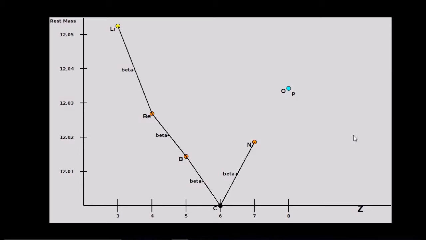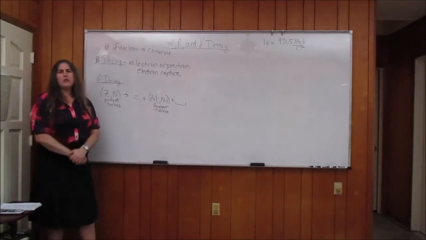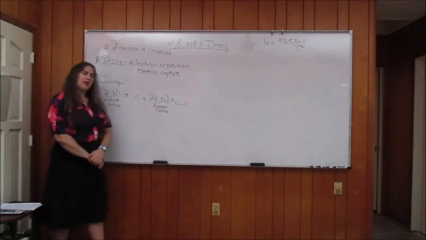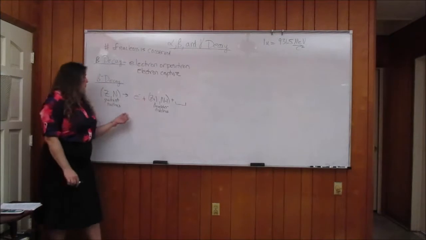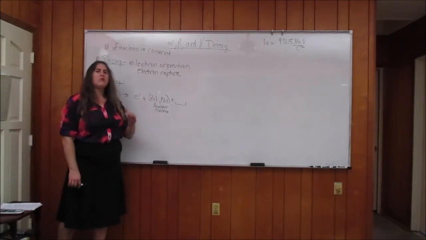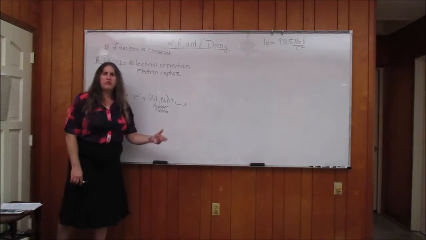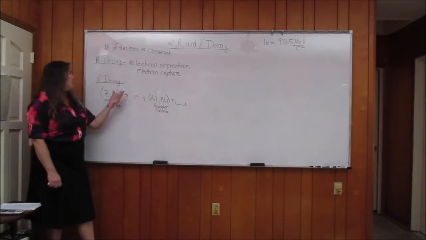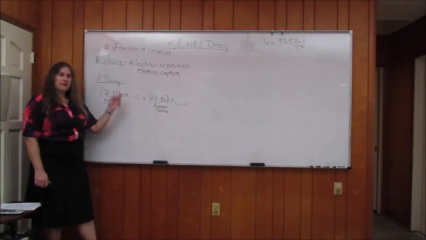Beryllium-12, boron-12, and nitrogen-12 all have half-lives on the order of milliseconds. Lithium-12 has a half-life on the order of nanoseconds, and oxygen-12 has a half-life that is but a tiny fraction of a second. I'll ask the same question as I did when we were talking about alpha decay. Do all nuclei undergo the process of beta decay? And the answer is no.